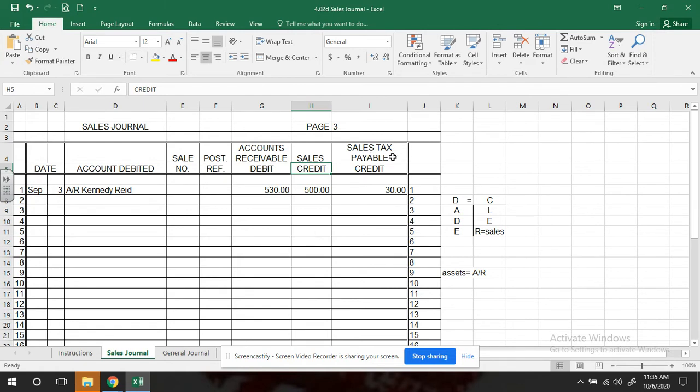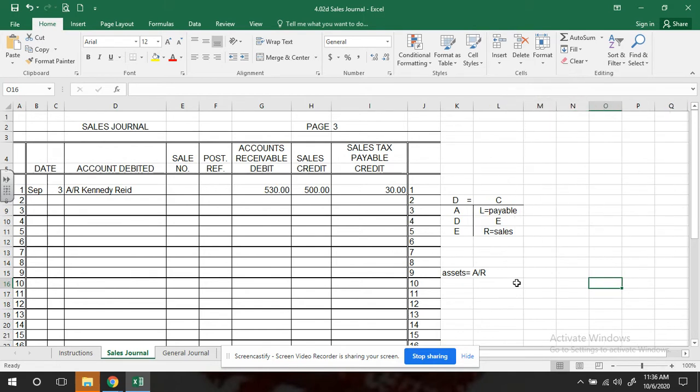Sales tax payable is a liability. So whenever you see payable, it means it's a liability. You're going to have to pay it. It's just part of it. All right, so that makes sense that this is going up. We just collected the $30. We're going to collect the $30 from Kennedy, and we're going to pay it to our local government. So that's a payable.